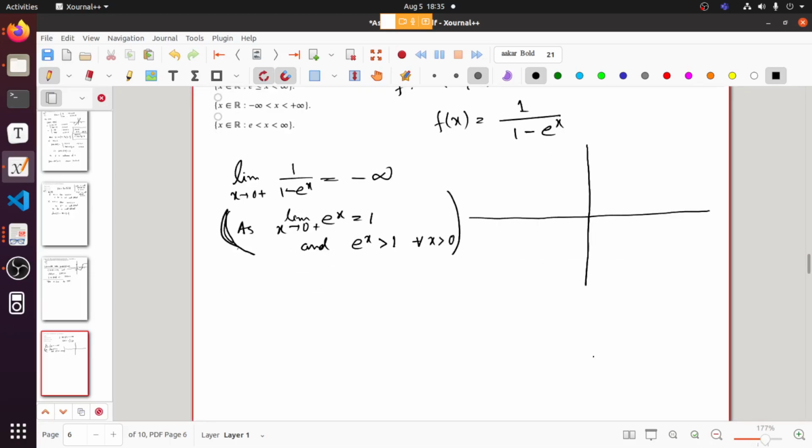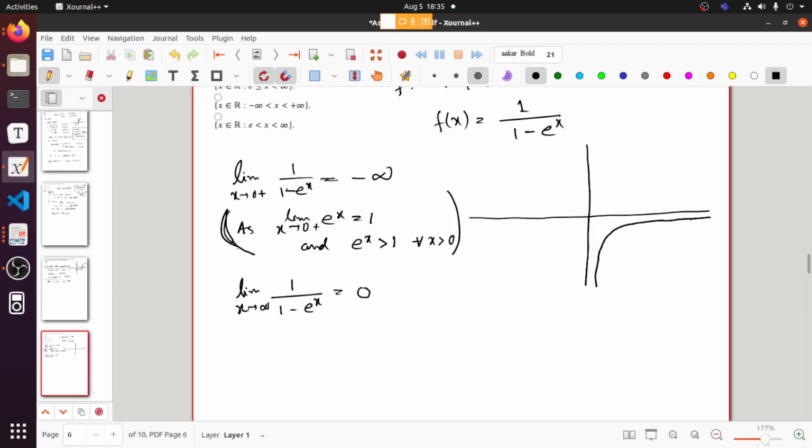And what happens when x tends to infinity? Limit x tends to infinity of 1 by 1 minus e to the power x. As x tends to infinity, e to the power x goes to infinity, so overall the denominator goes to infinity, and 1 by infinity is 0. So this goes to 0, right? So this function will look like this, right?